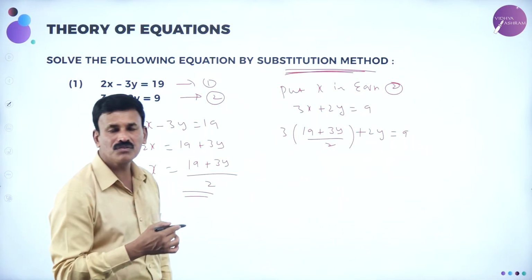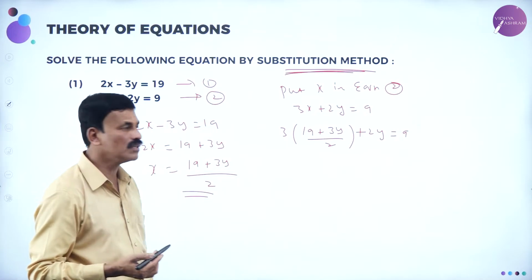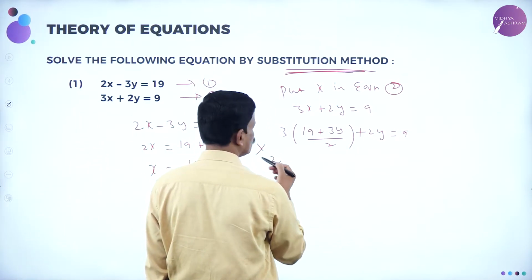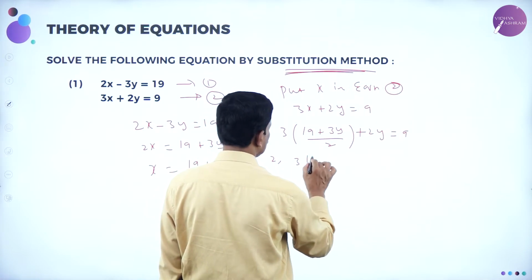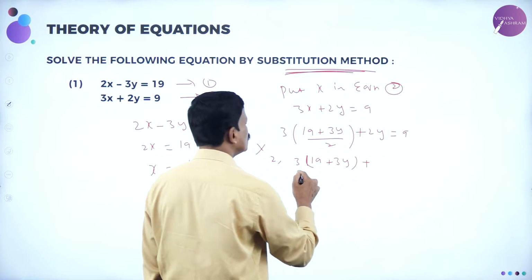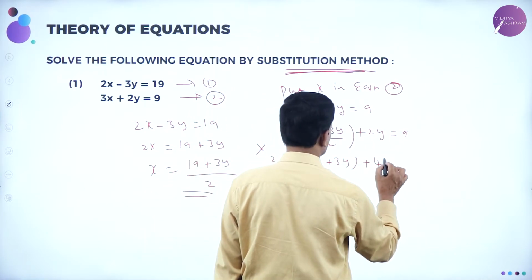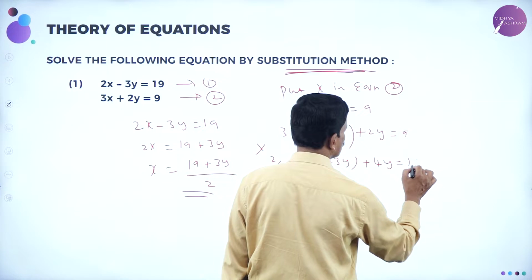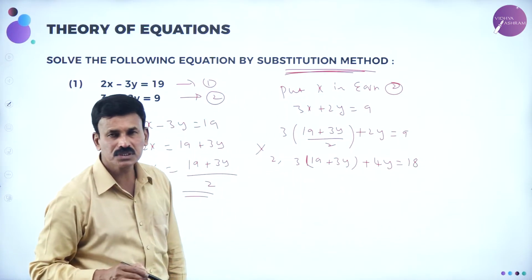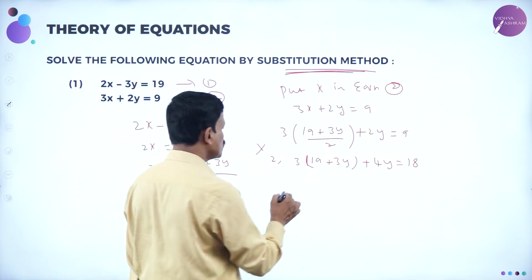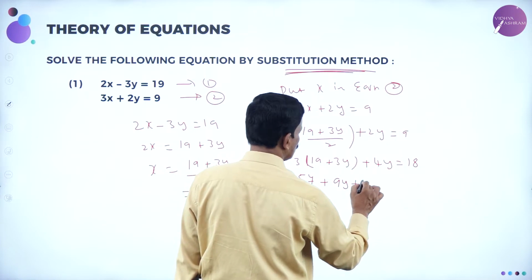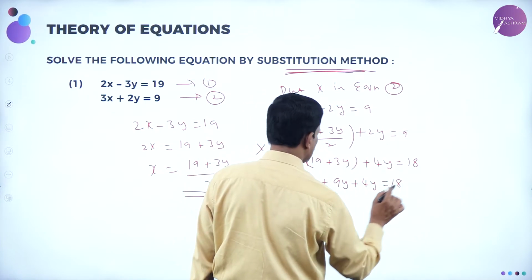See, you will have only one variable, y. If you solve, you will get the value of y. That's it. So just multiply by 2 first. 2 gets cancelled. 3 into (19 plus 3y) plus 2 2s are 4y is equal to 9 2s are 18. So multiply this. 19 into 3 is 57, plus 3 3s are 9y, plus 4y is equal to 18.